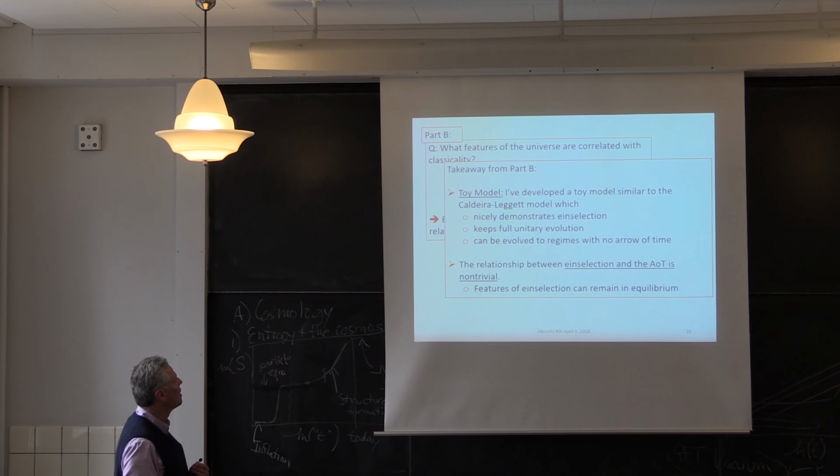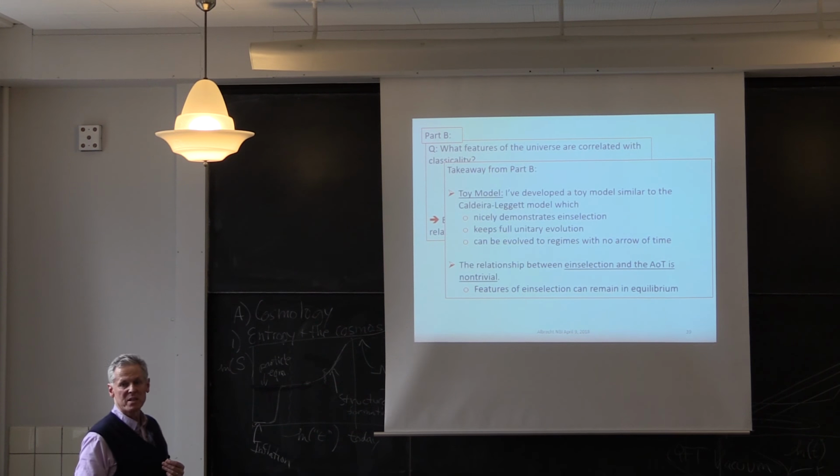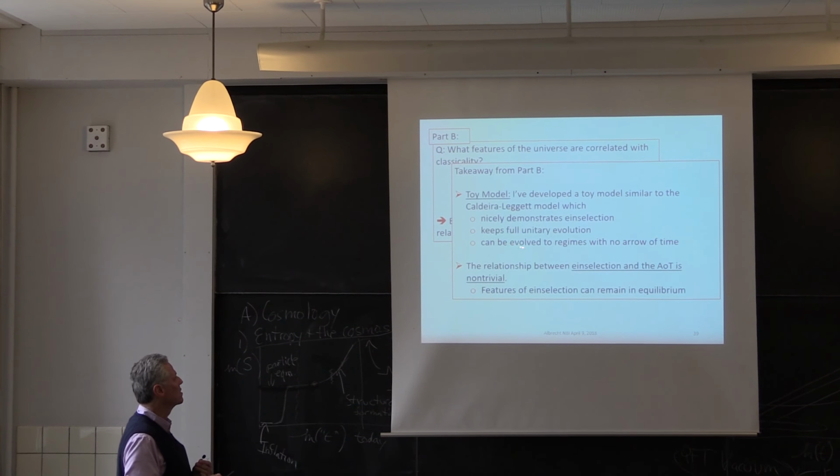Now coming to the takeaways from part B of the talk, which is the sign selection thing. I've created this toy model. It has some nice features, which I've already advertised to you. And I will just say the relationship between sign selection and the arrow of time is non-trivial. It's not the simplest possible thing, which would be that you don't have sign selection if you don't have an arrow of time. Features of sign selection can remain even in equilibrium.